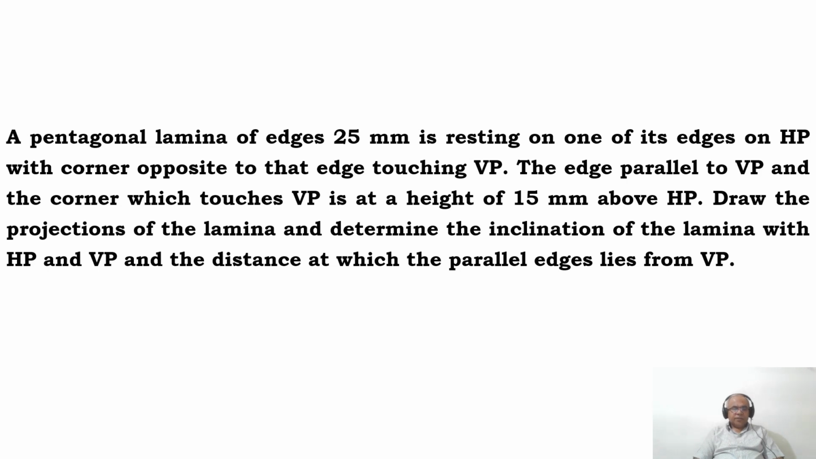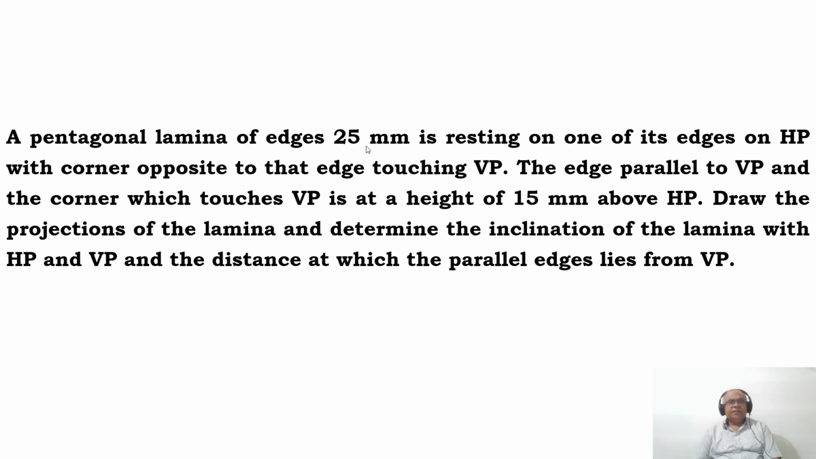Now, in this video, we will take up one more problem on Pentagonal Lamina, how to analyze this problem in 3D and how to solve it by using the manual sketch or by using the sketchbook. A pentagonal lamina of edges 25 mm is resting on one of its edges on HP with the corner opposite to that edge touching VP. The edge parallel to VP and the corner which touches VP is at a height of 15 mm above HP. Draw the projections of the lamina and determine the inclination of the lamina with HP and VP and the distance at which the parallel edge lies from VP.